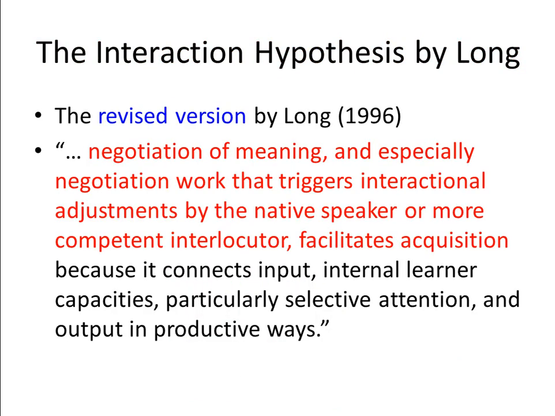And the revised version of the interaction hypothesis says, this is a little difficult. Negotiation of meaning, and especially negotiation work that triggers interactional adjustments by the native speaker or more competent interlocutor, facilitates acquisition because it connects input, internal learner capacities, particularly selective attention, and output in productive ways. Oh, this is very complicated.